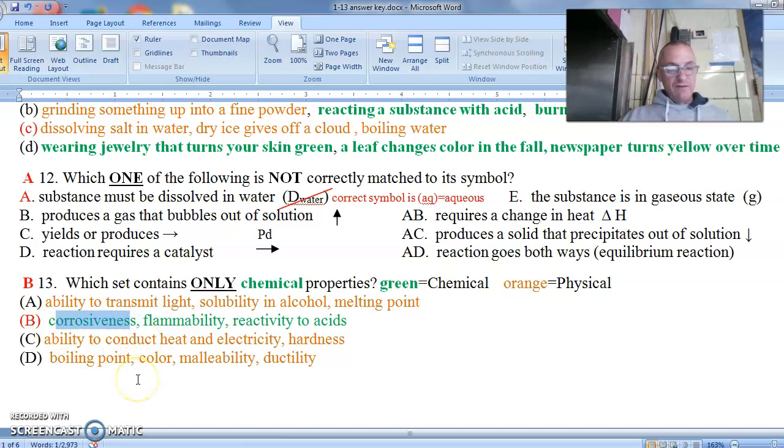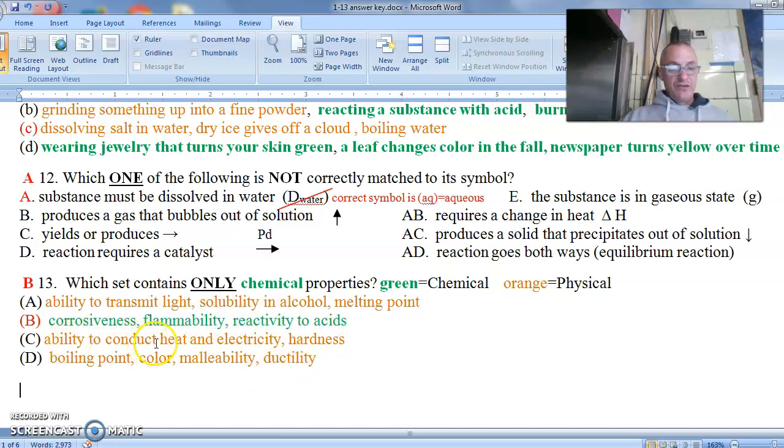How corrosive is the substance? Corrosive refers to, does that substance cause other substances to rust and break down? Flammability is how well the substance burns. After something's burned, that's a chemical change or a chemical reaction. Does the substance react with acids? That's a chemical change because once it's reacted with the acids, we've made new substances. So chemical properties refer to how it behaves chemically. How does it change chemically into other substances? And those three are all chemical changes.